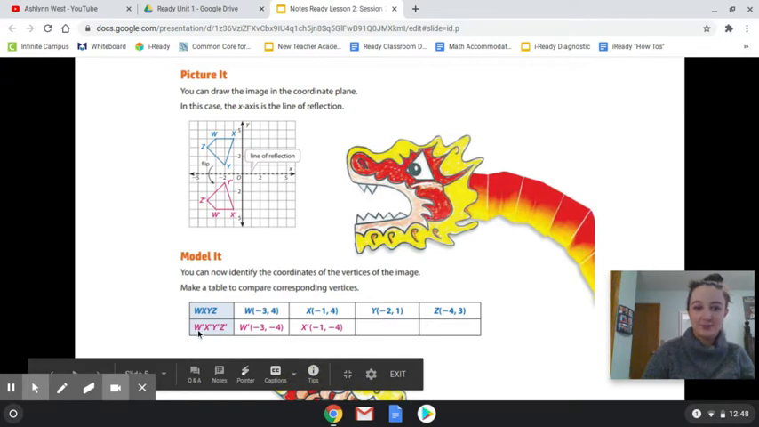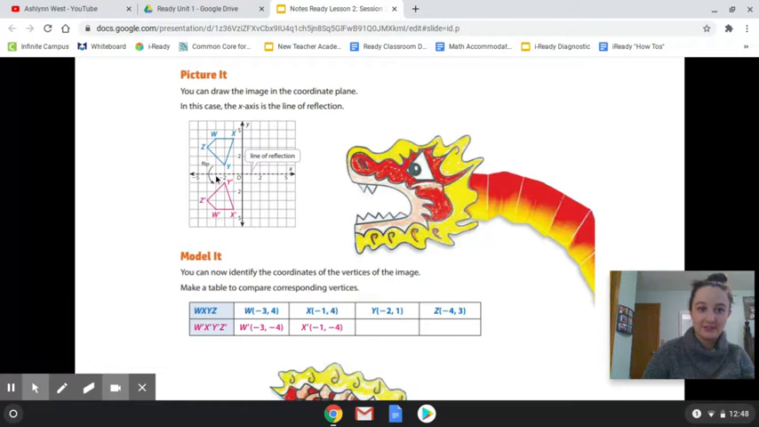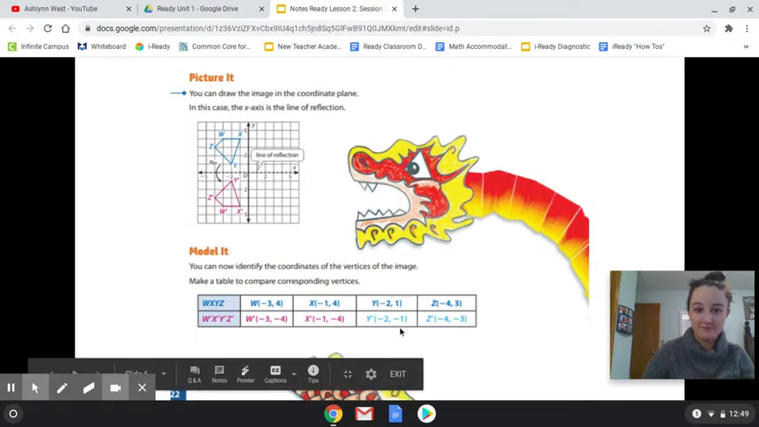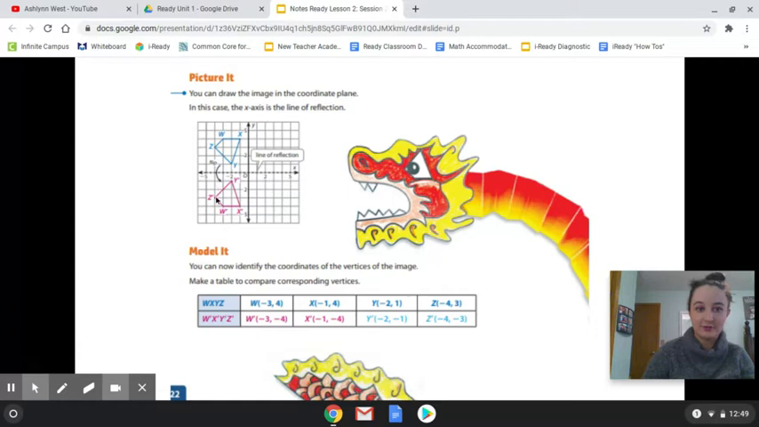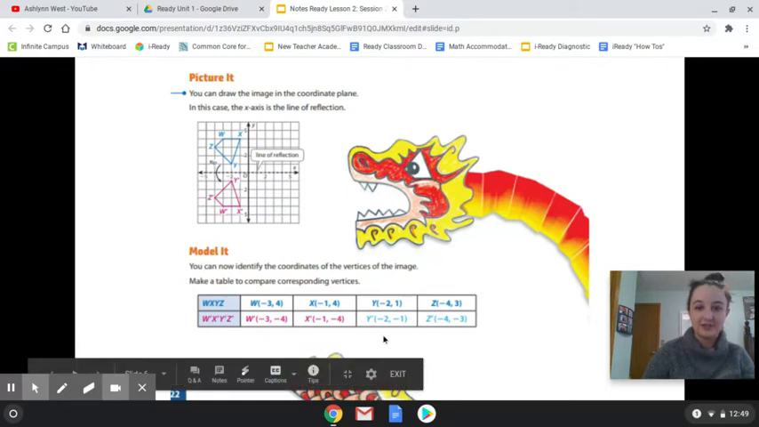So our W prime is now -3, -4. So -3 for our x, -4 for our y. Our X prime here is now -1, -4. Our Y prime we see is now -2, -1. And our Z prime is now -4 for our x, and then we go down 1, 2, so -3. So there are our new vertices after we reflect it across the x-axis.